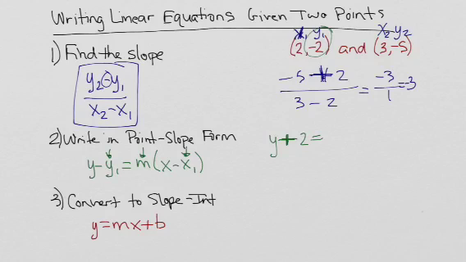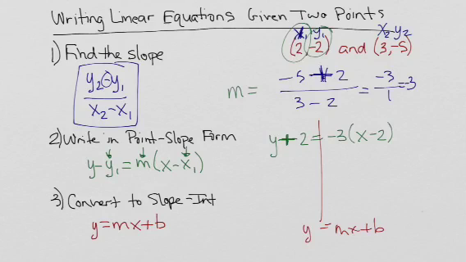That's what I just found. That whole thing I just found here, that was my m, and we found it to be -3. And then parenthesis and x minus that x1 number, which again comes from the beginning up here, that's the 2. All right, so that was step 2. Write it in point-slope form. Step 3, convert to slope-intercept. Slope-intercept looks like y equals mx plus b.